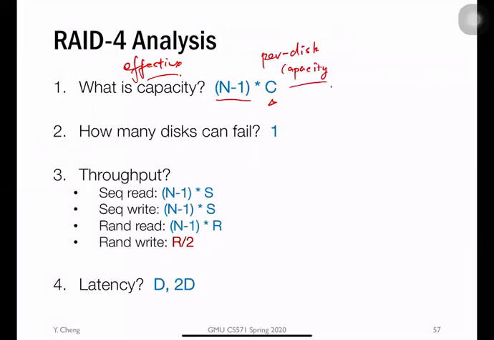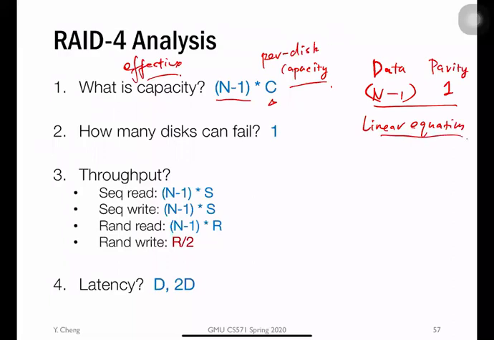Okay, so get to the second point, which is the reliability metric. How many disks can fail? In this case, we have n-1 for data, and we have 1 for parity, right? In total n disks. It could at most tolerate 1 disk failure, because recall that we use that linear equation, which is a process of computation to help recover that single disk that gets lost. It could only tolerate at most 1.